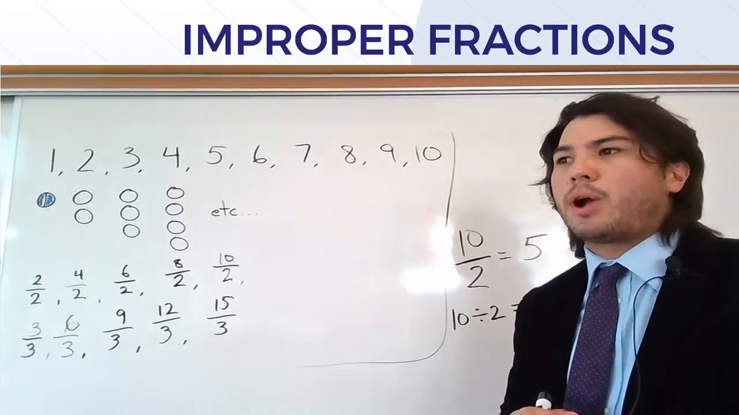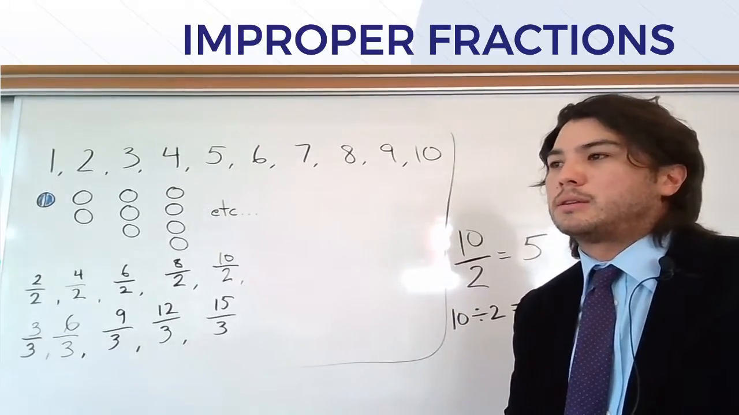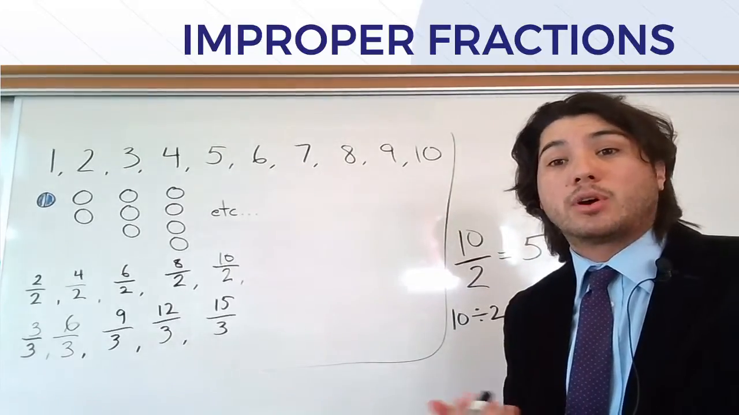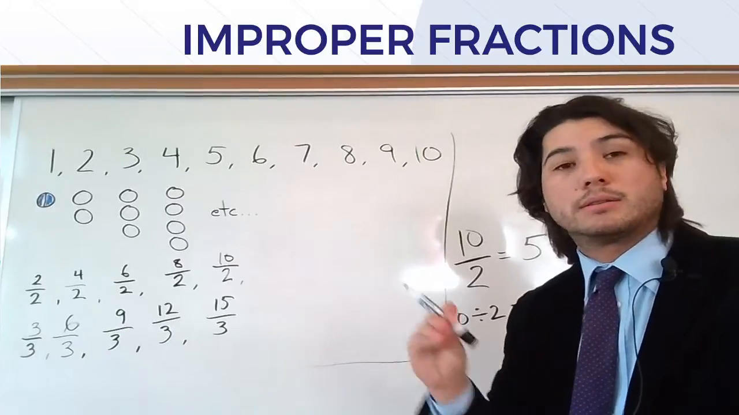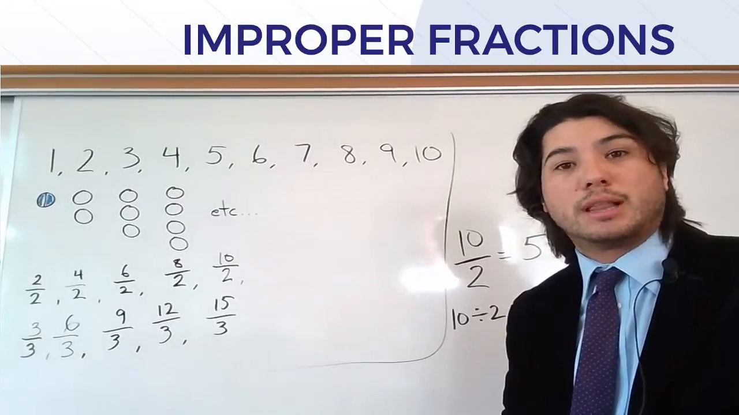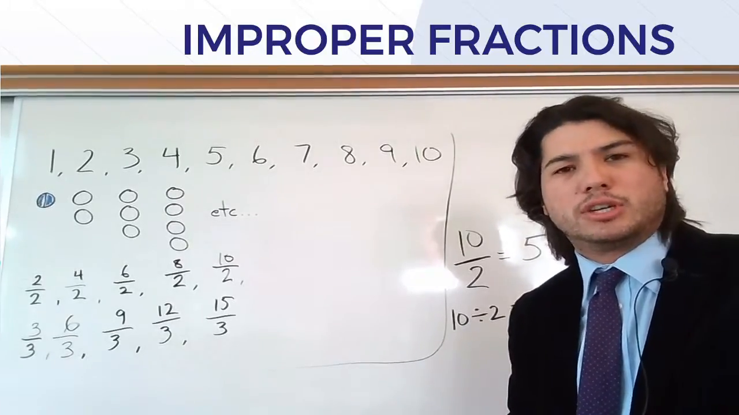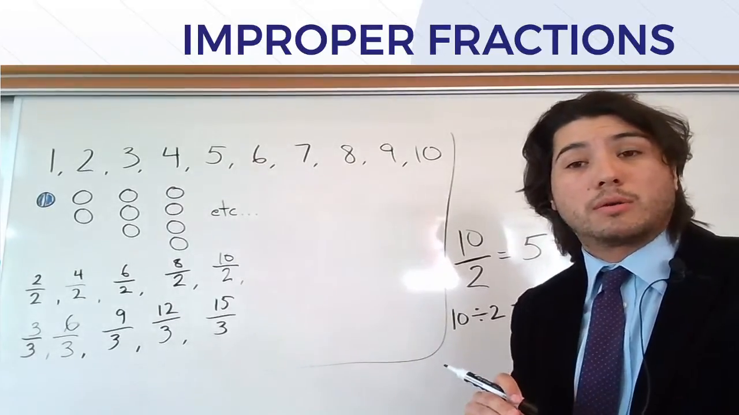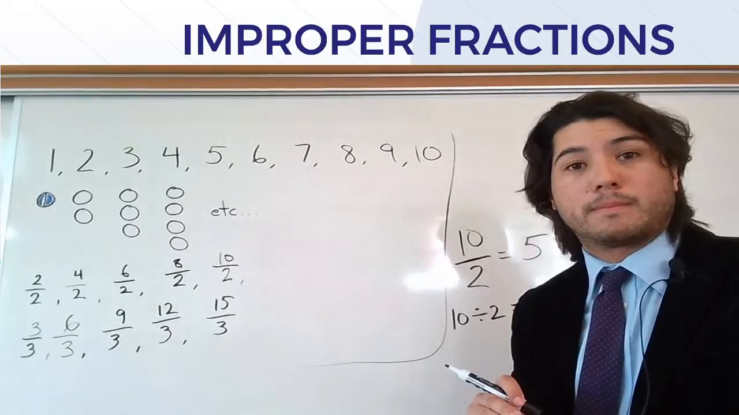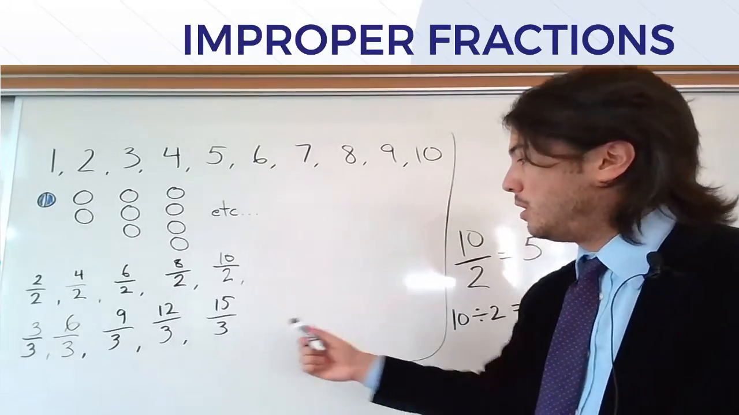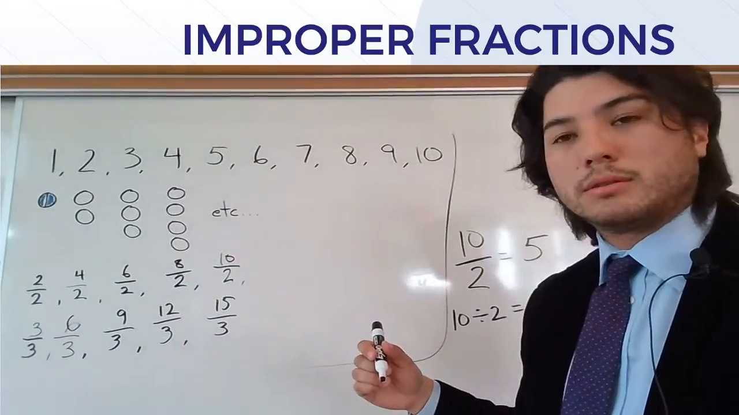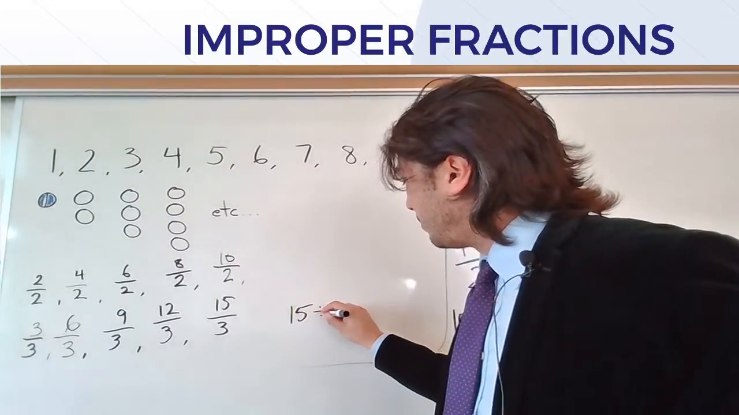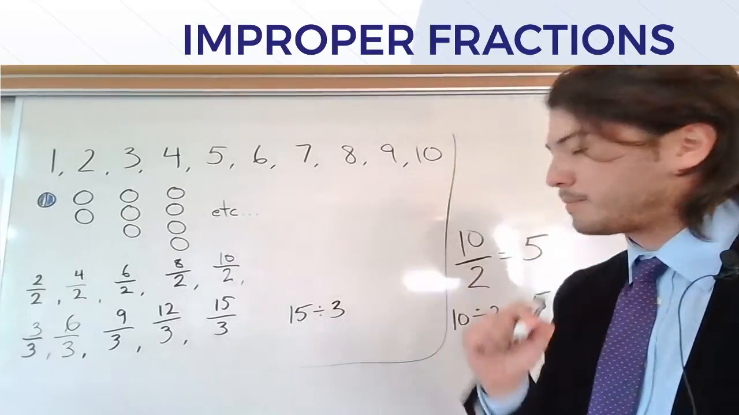We call it improper because it's much clearer if we represent it as a mixed number, as a whole number plus whatever fraction is left over. Just like with division, we represent it as our quotient plus our remainder. Starting to make sense a little bit? So 15 thirds is essentially the same thing as 15 divided by 3.